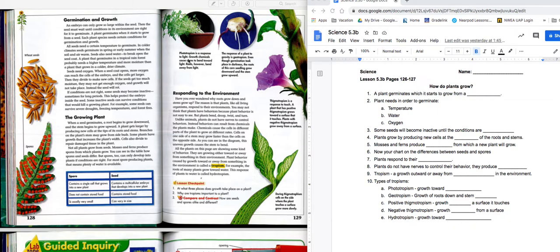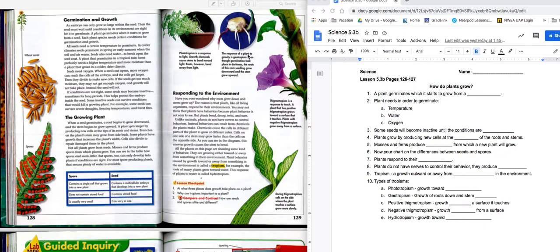Phototropism is a response to light. Growth chemicals cause stems to bend toward light. Roots, however, bend away from light. Okay, so phototropism is the growth toward light. You think about a sunflower, it's always trying to face the sun to get the most energy from it. That's phototropism. Photo means light, guys.